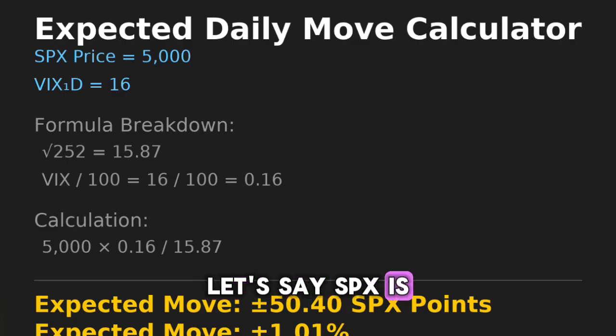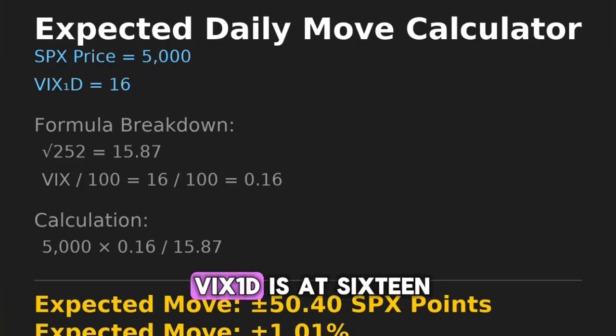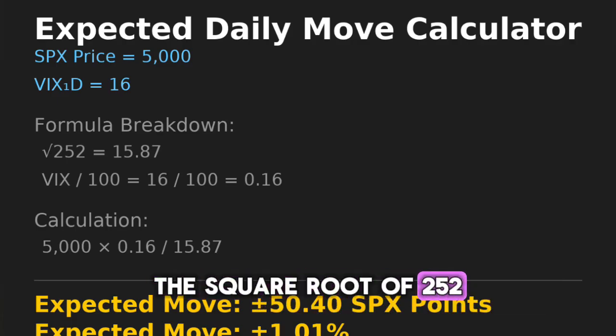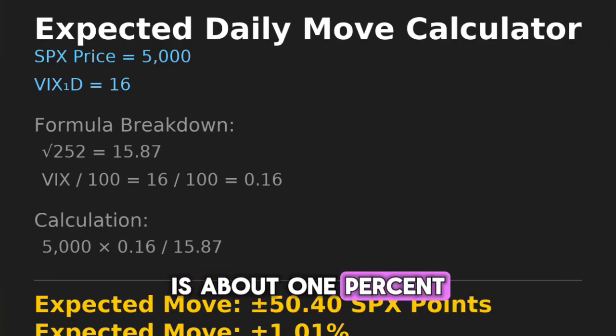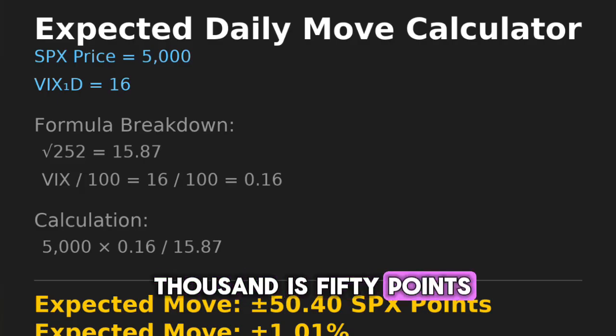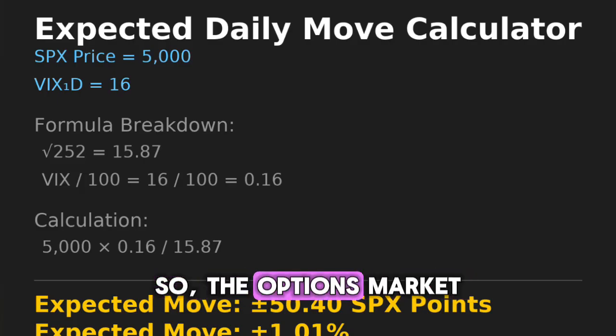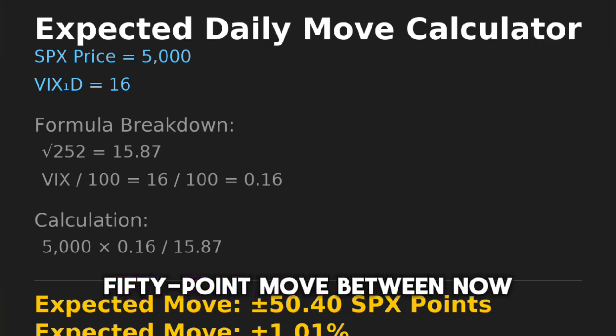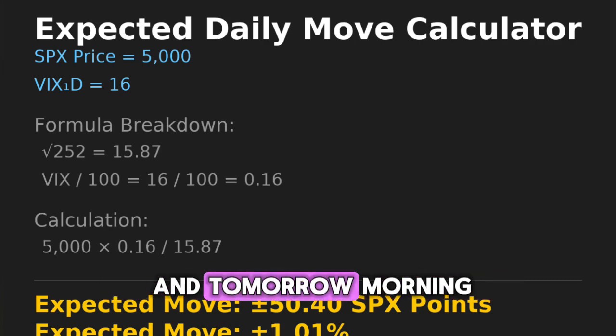Let's say SPX is at 5,000 and VIX1D is at 16. 16 divided by 15.87, the square root of 252, is about 1%. 1% of 5,000 is 50 points. So, the options market is pricing in about a plus or minus 50-point move between now and tomorrow morning.